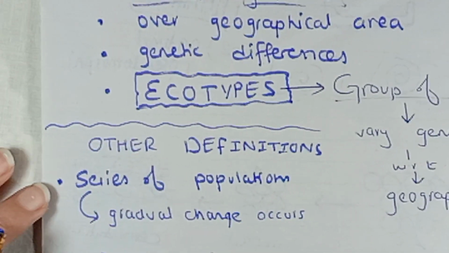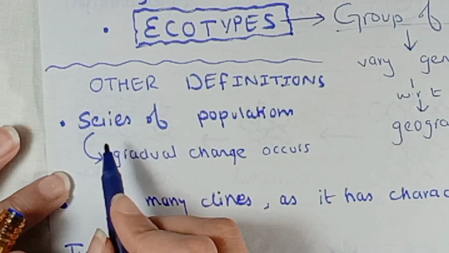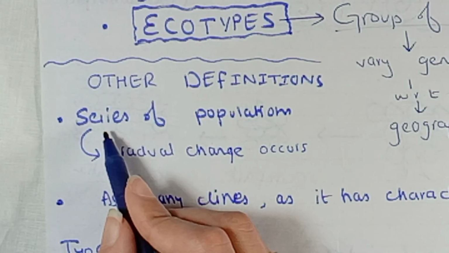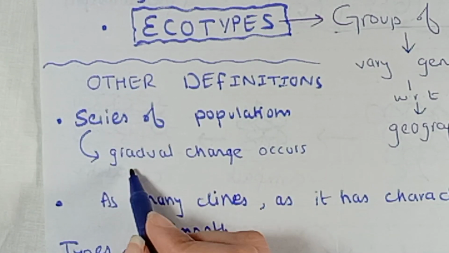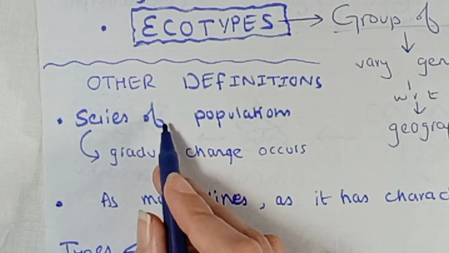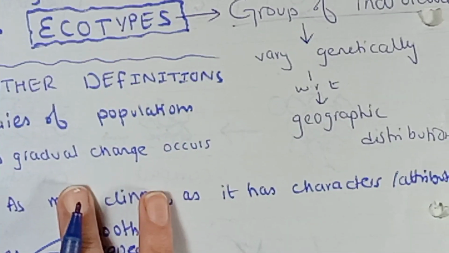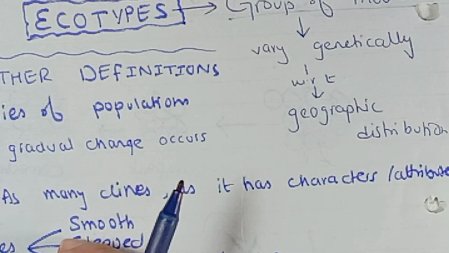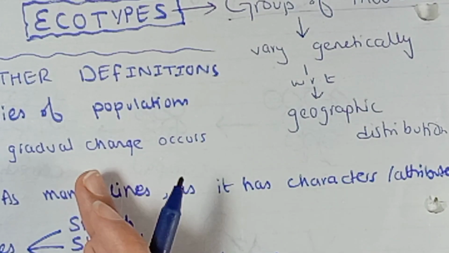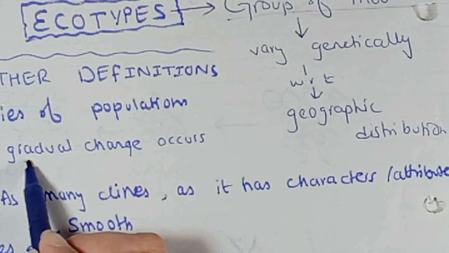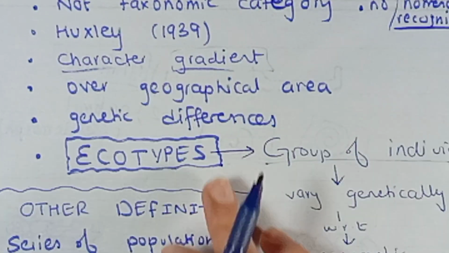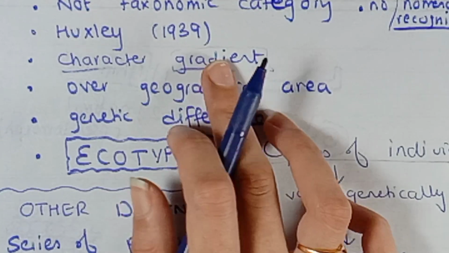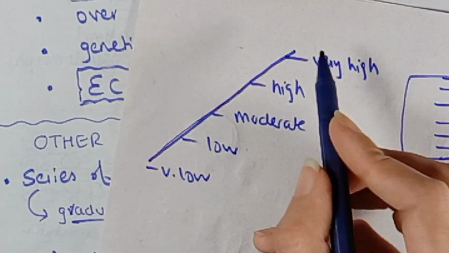There are some other definitions of the Cline: that these are a series of populations. Now what is specific about this series of populations? In this series of populations there is a gradual change. And what is that change about? That change is about their characters and their attributes, which change gradually. When we talk about a gradient, it means it is gradual. This is not a sudden change.